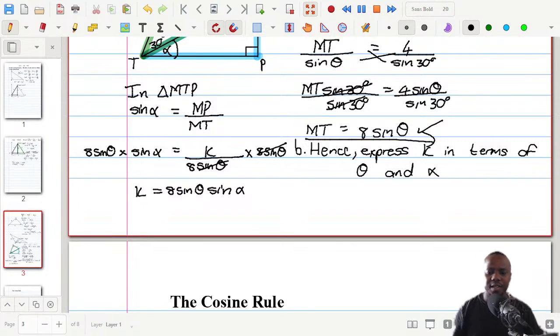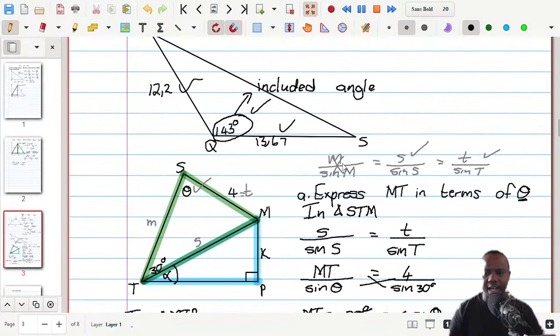Now, please take note of something. I'm not sure if your teachers actually mentioned this to you, but when you are answering a question in mathematics, whenever the question says hence, it always means you need to use the answer to the previous question in order to answer this question. I hope that this makes sense to you guys.